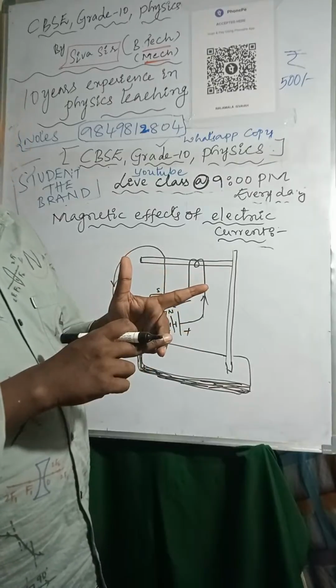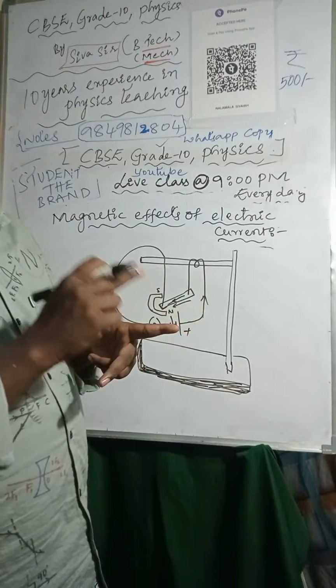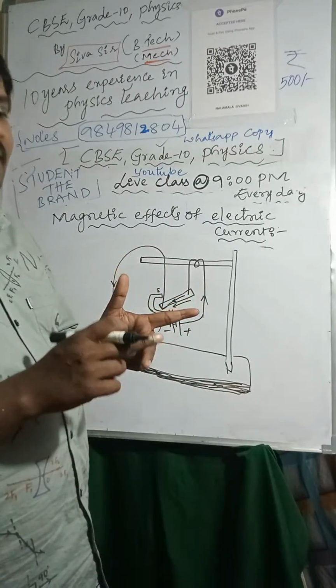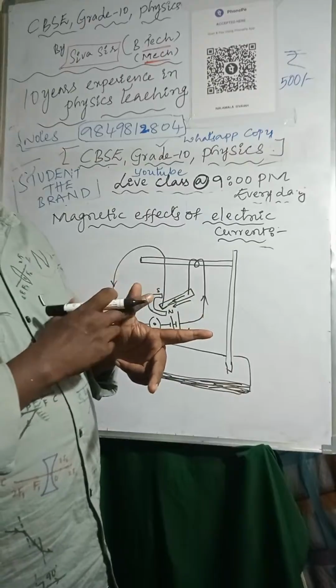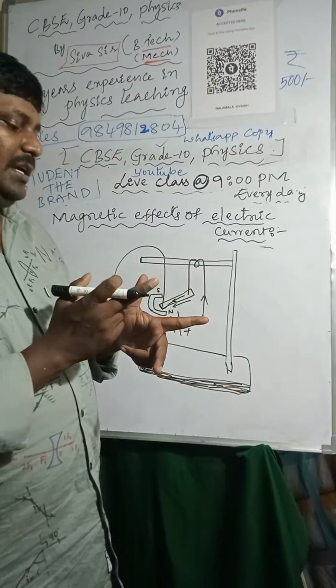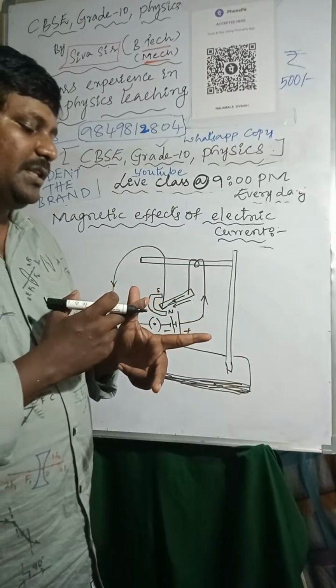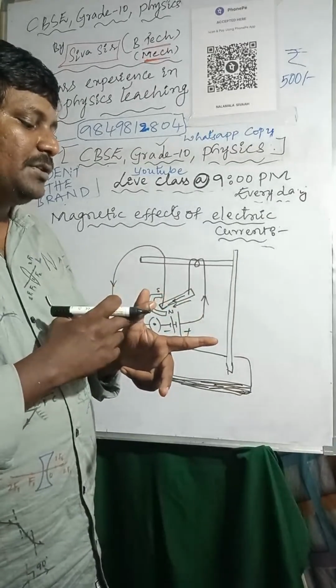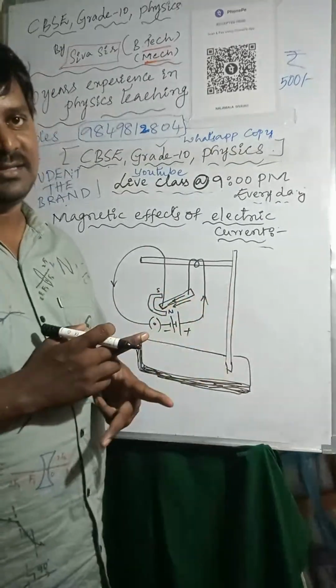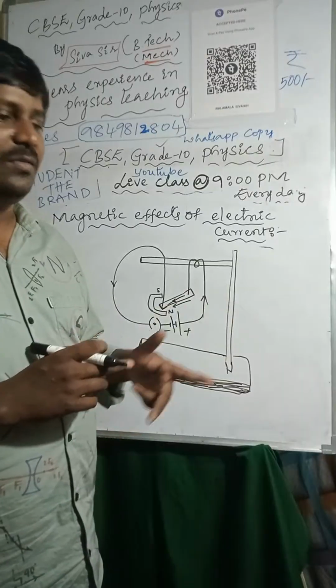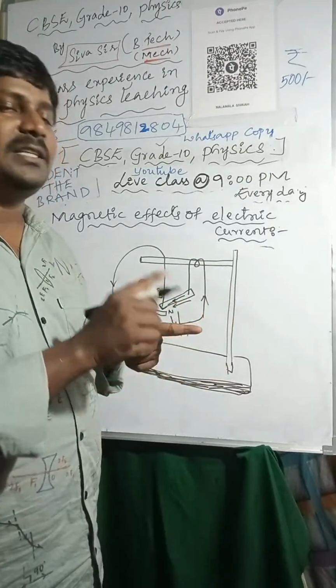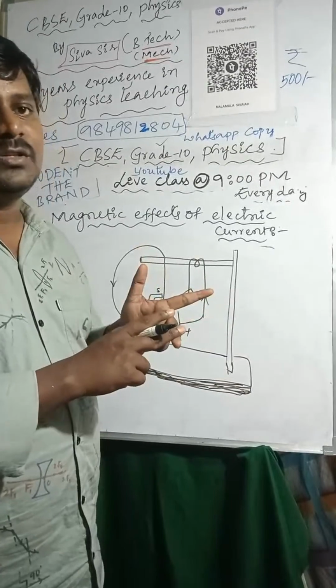Middle finger shows the current direction. Index finger shows the magnetic field. Middle finger shows the current direction. Thumb shows the force acting on the conductor. Once again, index finger shows the magnetic field. Middle finger shows the current direction.